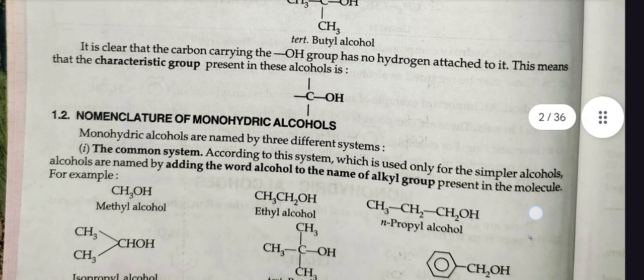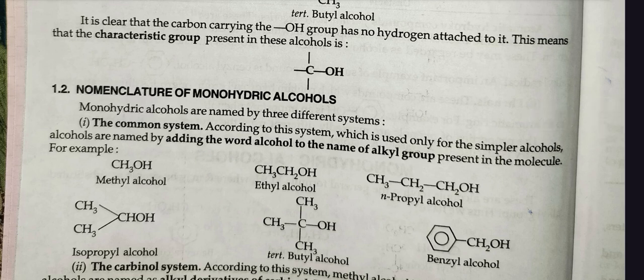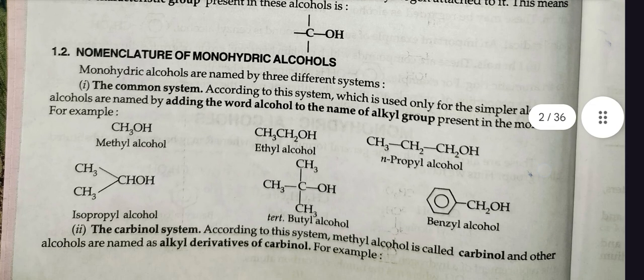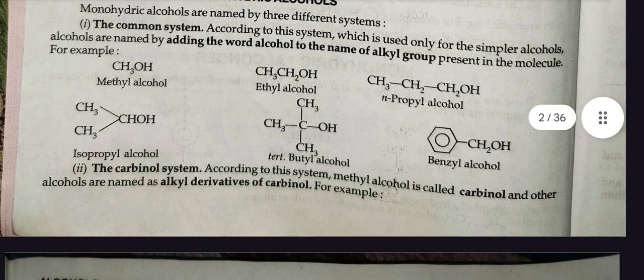Nomenclature of monohydric alcohols. Monohydric alcohols are named by three different systems. First, the common system. According to this system, which is used for the simpler alcohols, they are named by adding the word alcohol to the name of the alkyl group present in the molecule. For example, methyl alcohol, ethyl alcohol, propyl alcohol, isopropyl alcohol, tertiary butyl alcohol, benzyl alcohol.